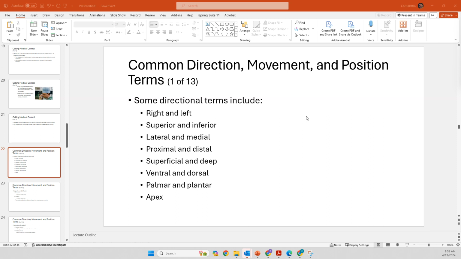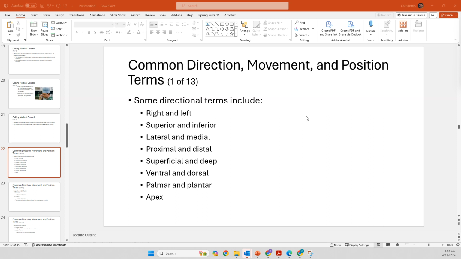Superficial, on top of the skin, versus deep, down deep into it. Ventral and dorsal. The only way I could ever remember ventral and dorsal to this day is to think about the dorsal fin on a fish. That's basically a way to say front and back. Palmar and plantar are out there, but they're not used that much anymore. Apex means where it comes to a point. The number one place you'll talk about apex is the tip end of the heart, and there'll be a few others that we'll address when we get there.